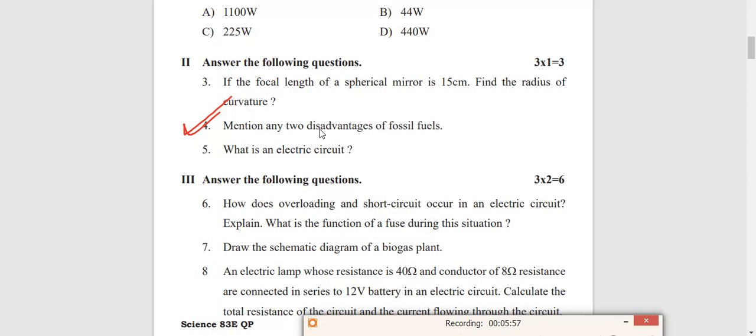So what is the answer of this question? What is an electric circuit? According to the definition which is given in your textbook, what is an electric circuit? A continuous and closed path of an electric current is called an electric circuit.